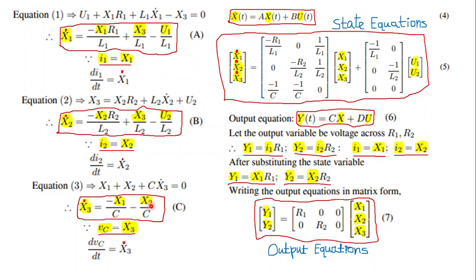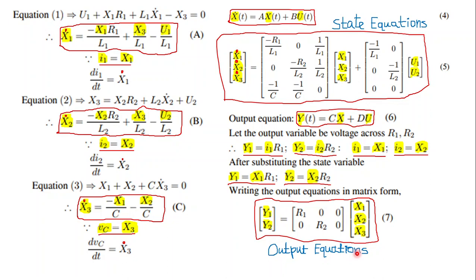Like how we have written A and B from equations 1, 2, 3, we write this as well. So y1 is x1 R1, y2 is x2 R2. If we write these two equations in vector matrix notation, we get the y1, y2 column vector, the output vector. In y1, the x1 coefficient is R1, the x2 coefficient is 0, and the x3 coefficient is also 0. In y2, the x1 coefficient is not there, the x2 coefficient is R2, and the x3 coefficient is 0. There are no input terms, therefore plus Du will not come. Therefore, we can easily obtain the state equations and output equations. The state equations and output equations put together are called the state model.